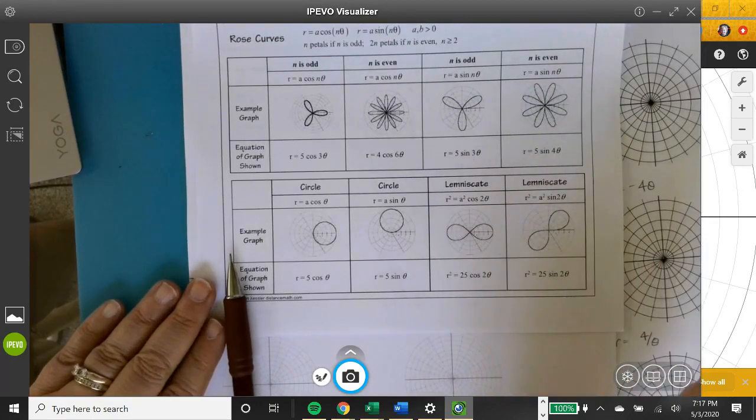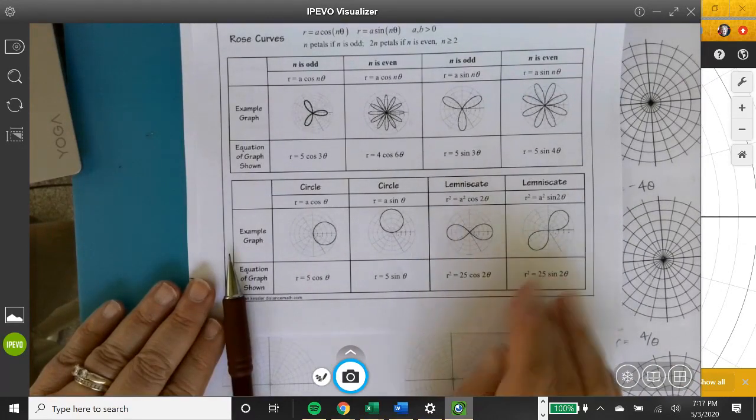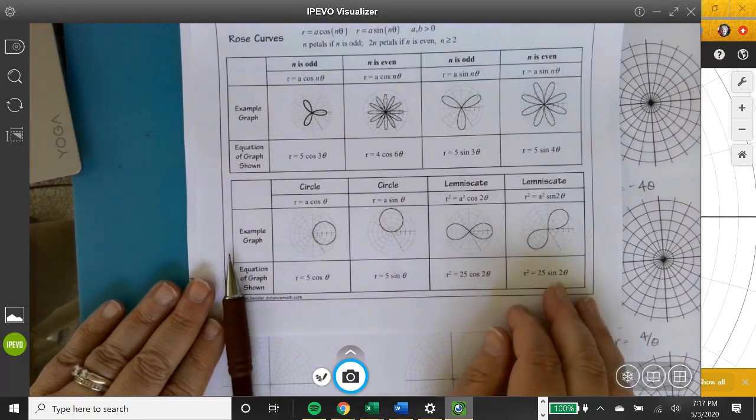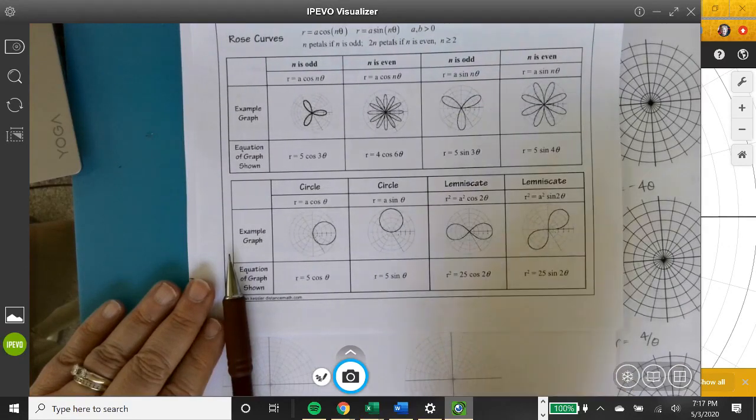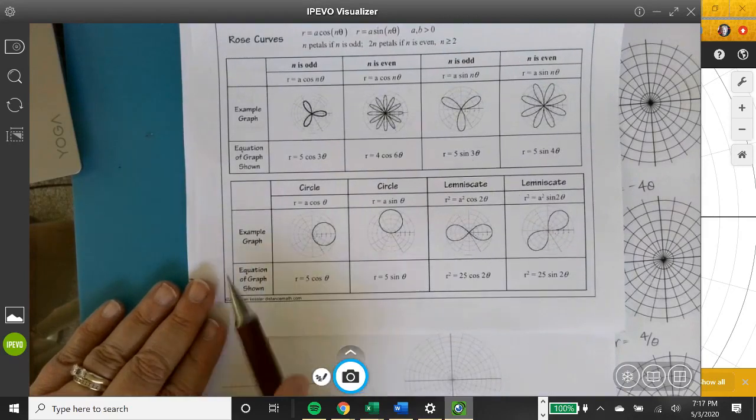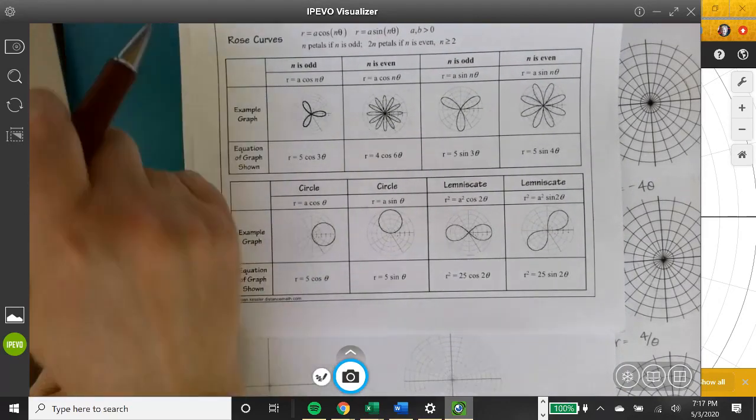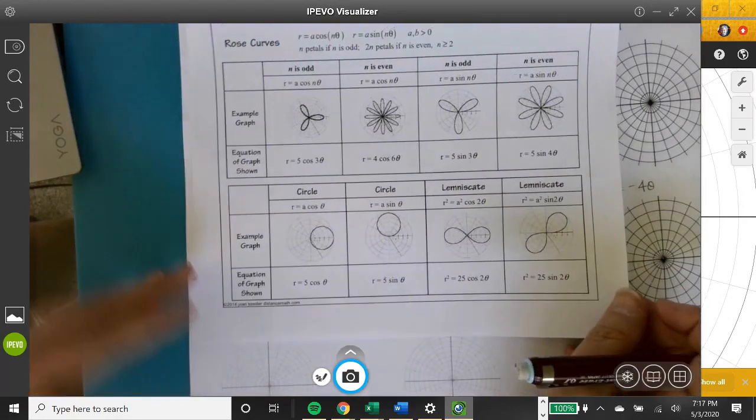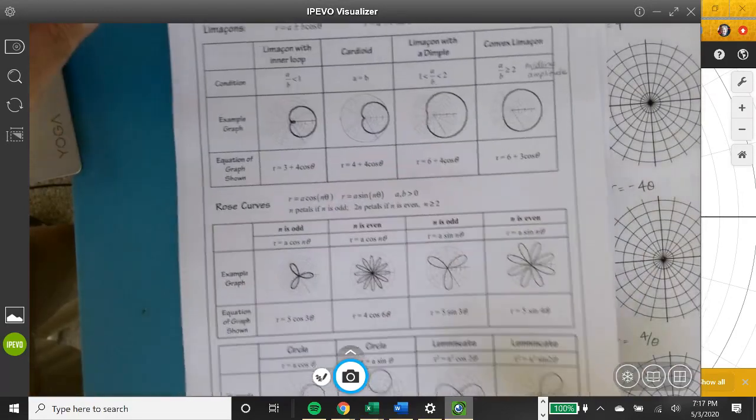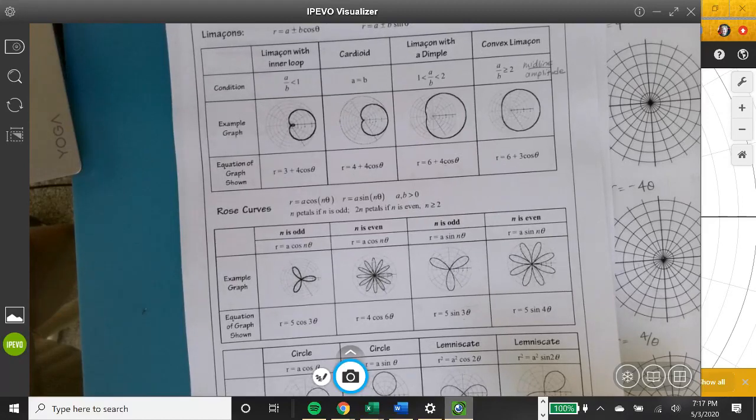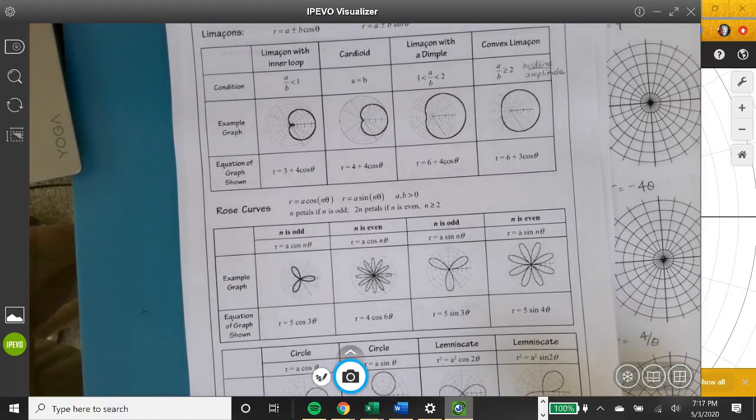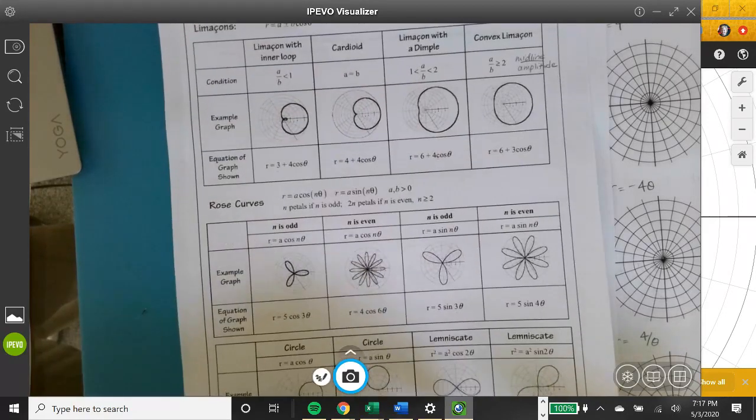And if I had time, it would be really great if I did have time, I would talk to you guys about some other cool things that we could do with polars. But with our situation being remote, I'll get to it next year. We'll fill you in next year. But today I'm just going to talk about circles, limacons, cardioids, rose curves and lemniscates. Okay?